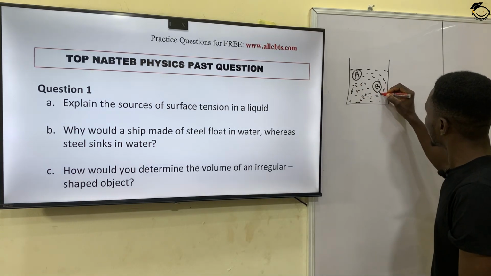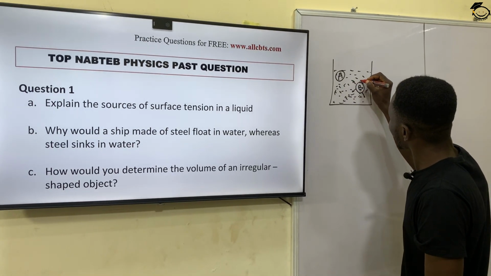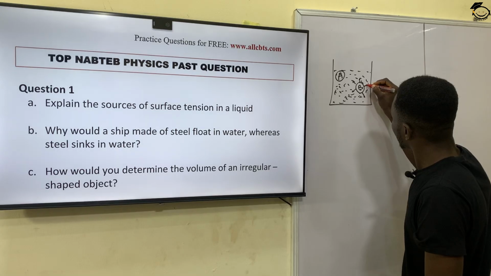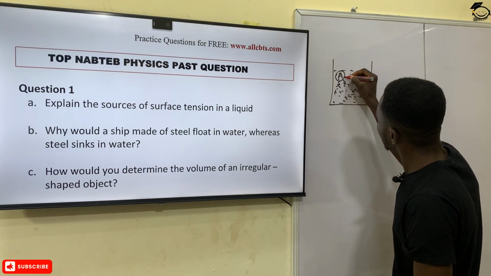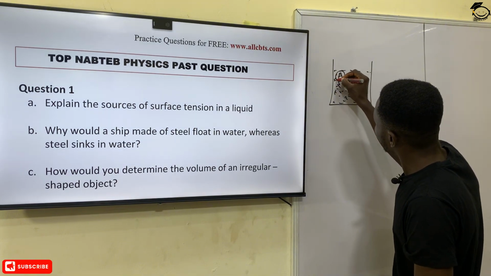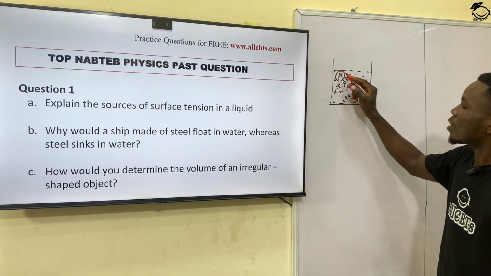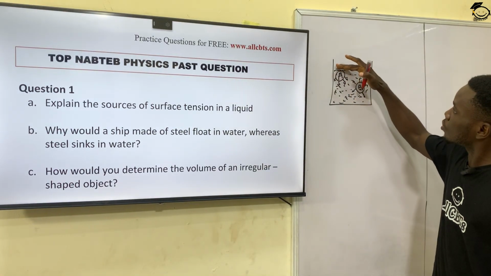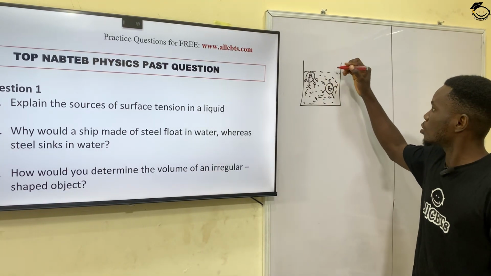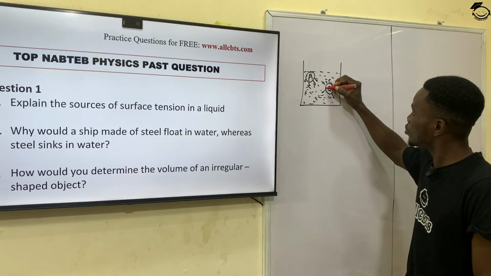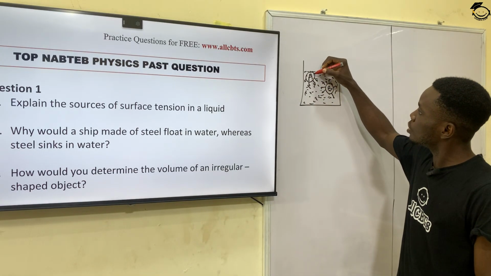Now, on the molecule of the liquid, we have forces pulling it in all directions. But on molecule A here, we only have forces pulling it downwards. Now, why is this? The molecules of this liquid that are close to the surface of the liquid appear not to have forces that are pulling them upward. Unlike molecule B, where you have forces pulling it in all directions, in molecule A here, you only have forces that are pulling it downward.